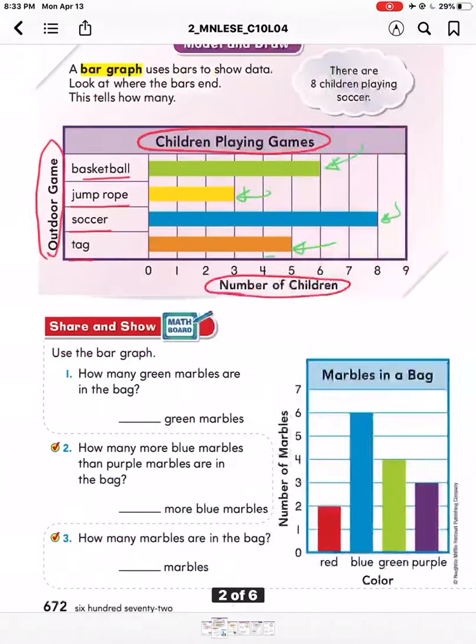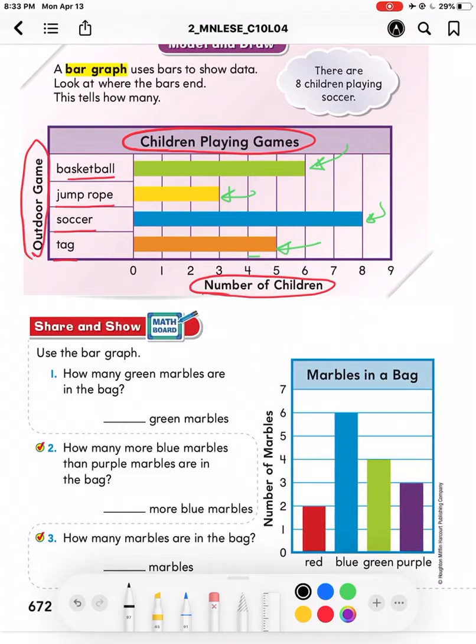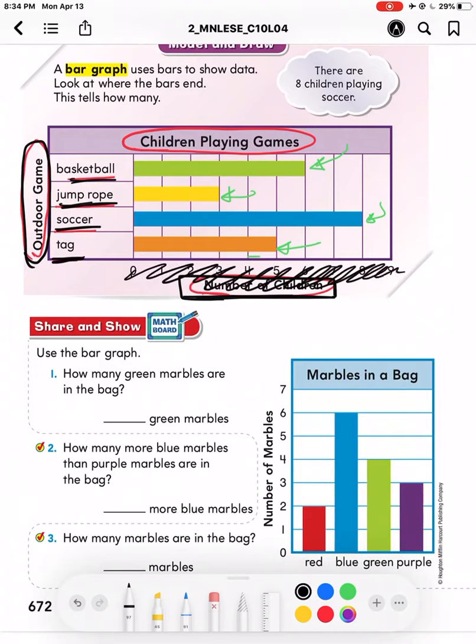Let's turn back to our page 671. Here we got the games, the 4 games. And here we got another thing, which is the number of children. You cannot find this in the tally chart or the picture graph. You can find it only in the bar graph, and I will tell you why. Now, how can I understand the bar if it's without all of this part? Of course, don't do what I'm doing now. I'm just trying to explain a point for you.